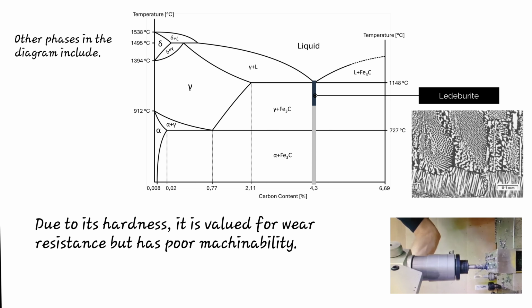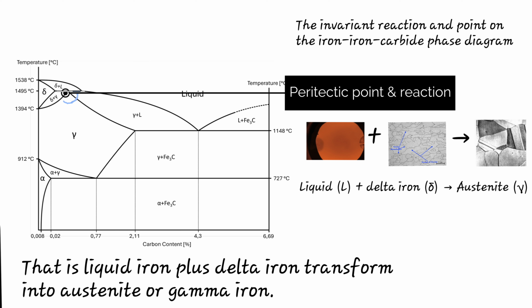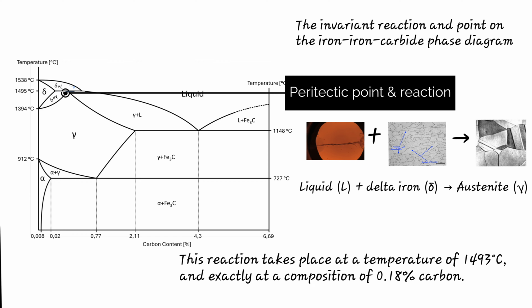Peritectic point and reaction. In the peritectic reaction, the liquid and a solid phase transform into a second solid phase. That is, liquid iron plus delta iron transform into austenite or gamma iron. This reaction takes place at a temperature of 1493 degrees Celsius, and exactly at a composition of 0.18% carbon.